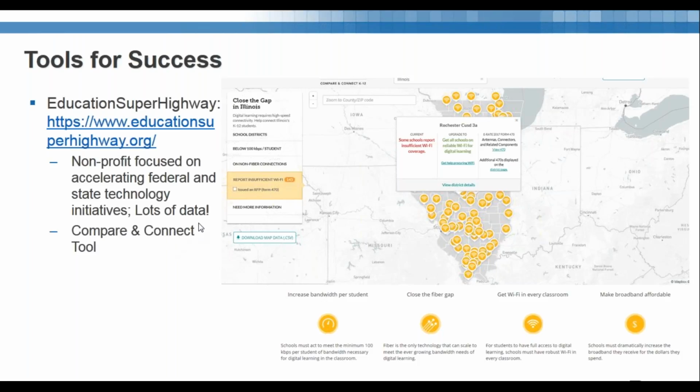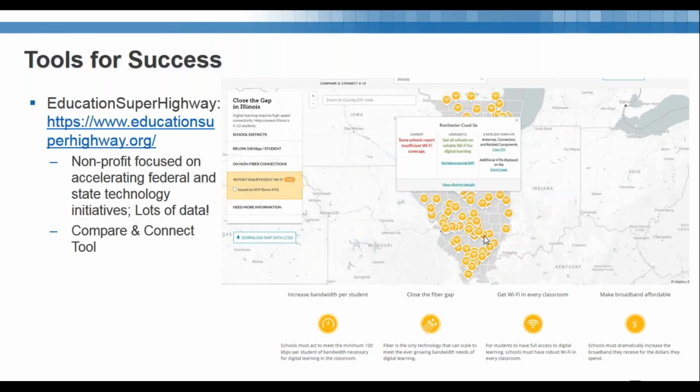You can select, and what I'm showing you here on the screen is schools that report insufficient wireless for Illinois, which is where we are, lovely Illinois today. You can see all these little orange dots are schools or school districts that are reporting insufficient wireless. You can mine this by county, by zip code, or download the whole map data into an Excel file to filter more easily.